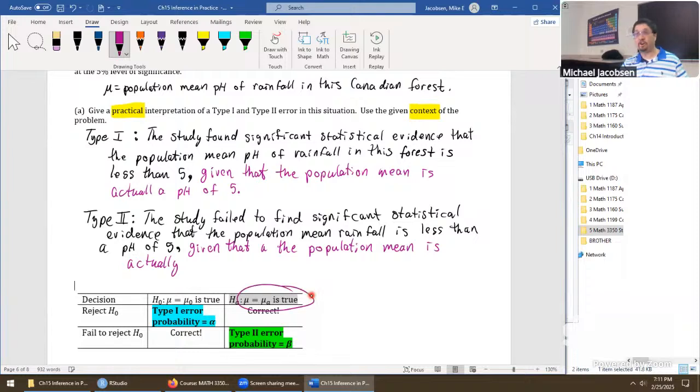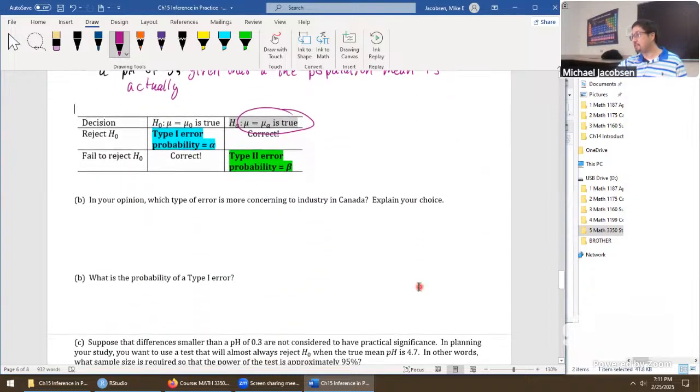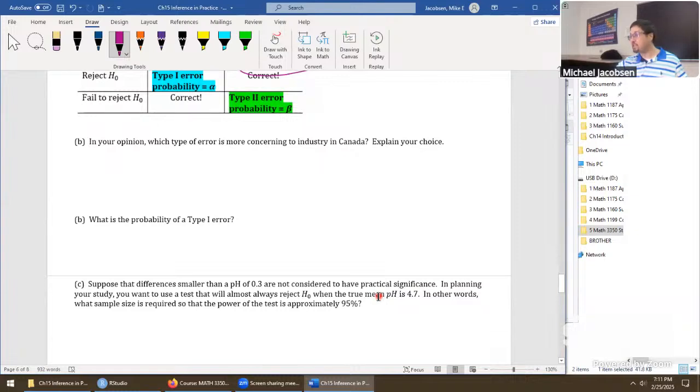Because we kept harping on the specific alternative. So in your homework, if you just said, given that the true mean is actually less than 5, that's appropriate and that would be okay. If you want to be a little bit more descriptive, read on in the problem where it says differences smaller than 0.3 are not considered to be important to have practical significance.